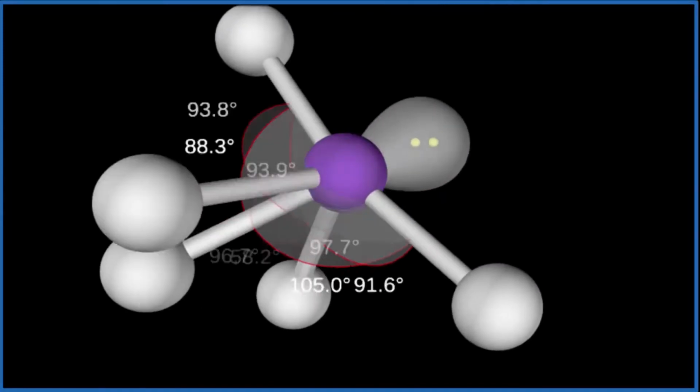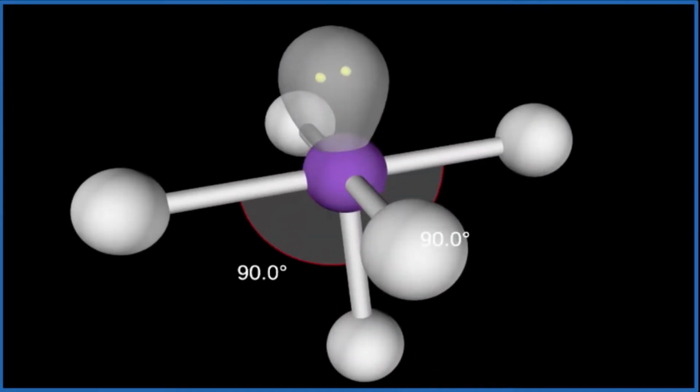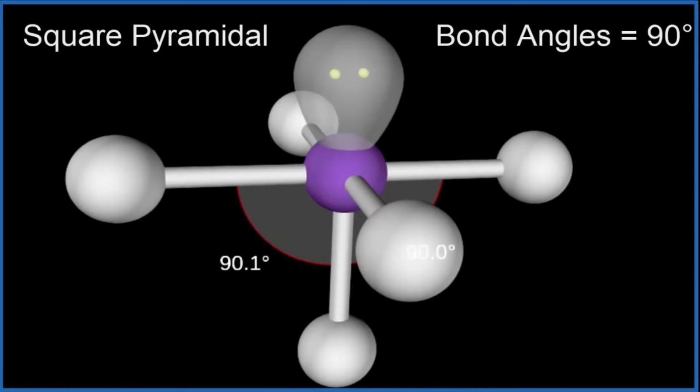That lone pair pushes all of these other ones down, stays up here just like in our drawing, and we have bond angles of 90 degrees. The molecular geometry is called square pyramidal.